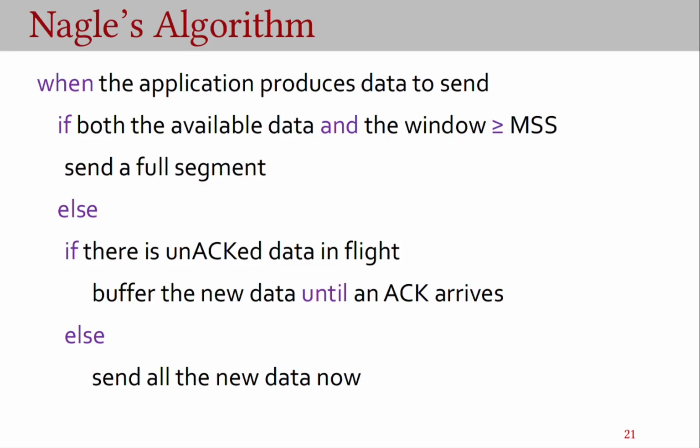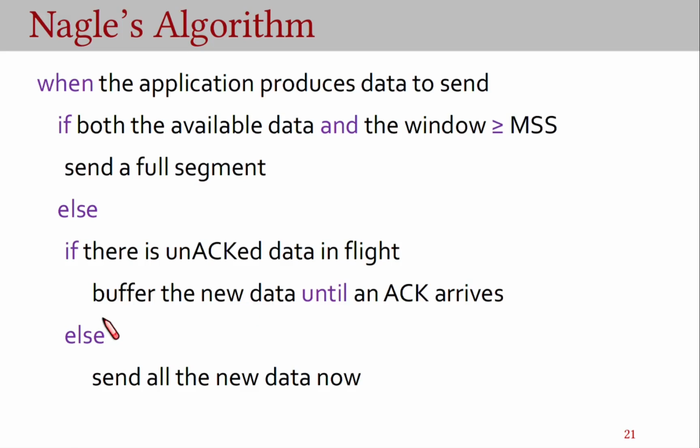Here is Nagle's algorithm. Essentially what it says is that if the available data and the window are both larger than or equal to the maximum segment size, then send a full segment. Otherwise, if there is unacknowledged data in flight, then buffer the new data until an ACK arrives, and then go back and make this decision again. It does not mean that when an ACK arrives, you send whatever is there immediately. You just do this process again.